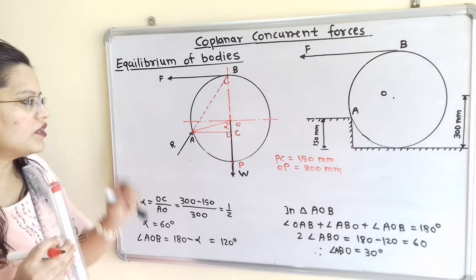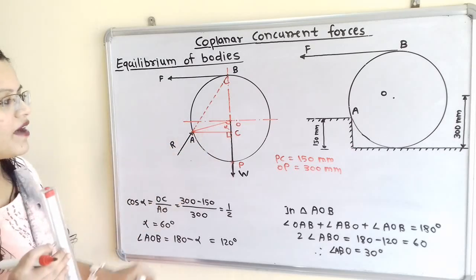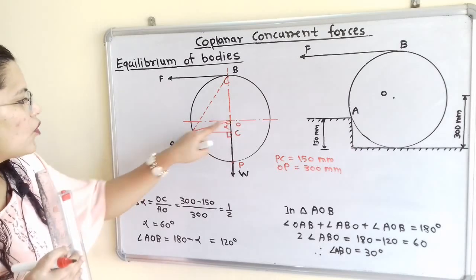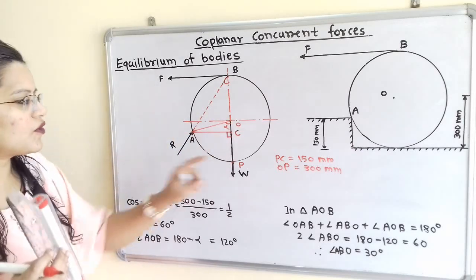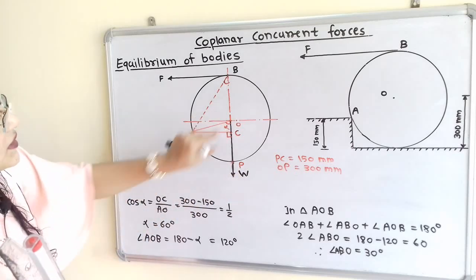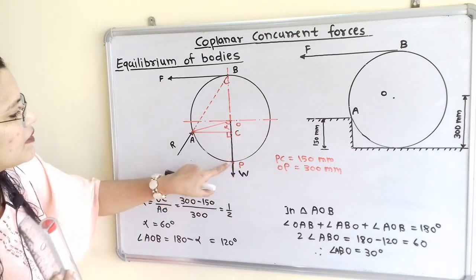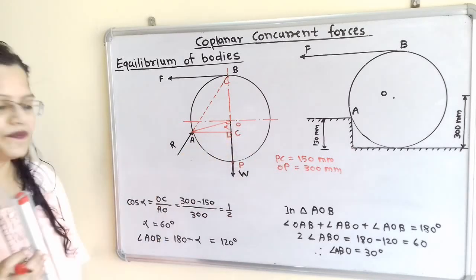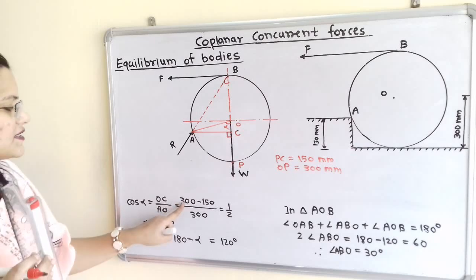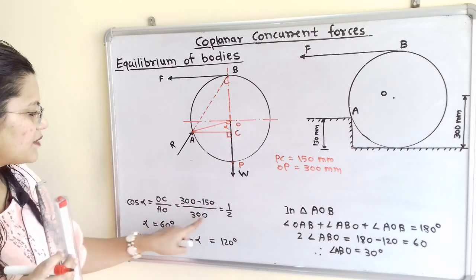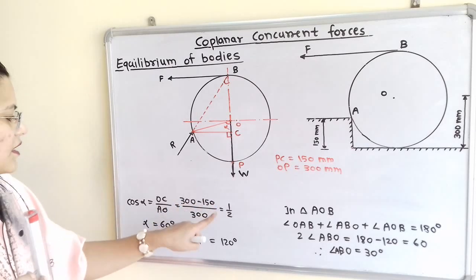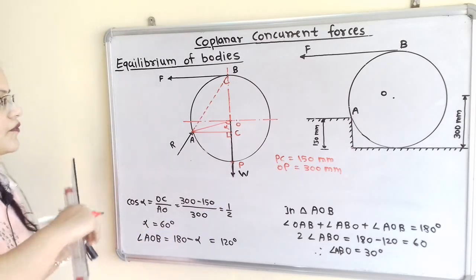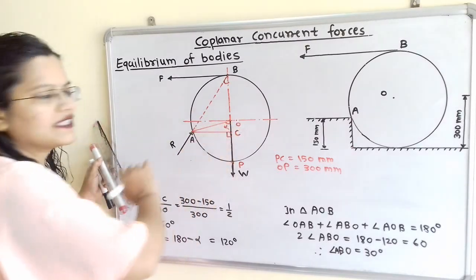So how to find it? We can write cos of alpha is equal to OC divided by AO. Now O to A is also the radius of the roller, that is 300 millimeter, and OC is the difference between OP and PC. So when we solve this, it is 300 minus 150 divided by 300. So here it is 1 by 2, and therefore alpha is equal to 60 degree. So we get the value of alpha as 60 degree.